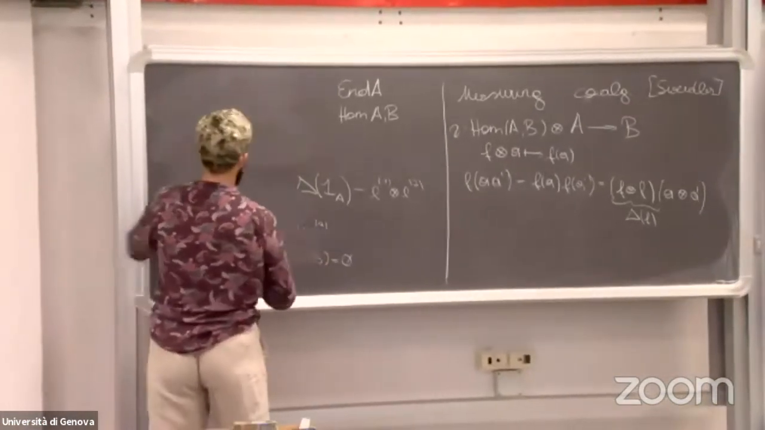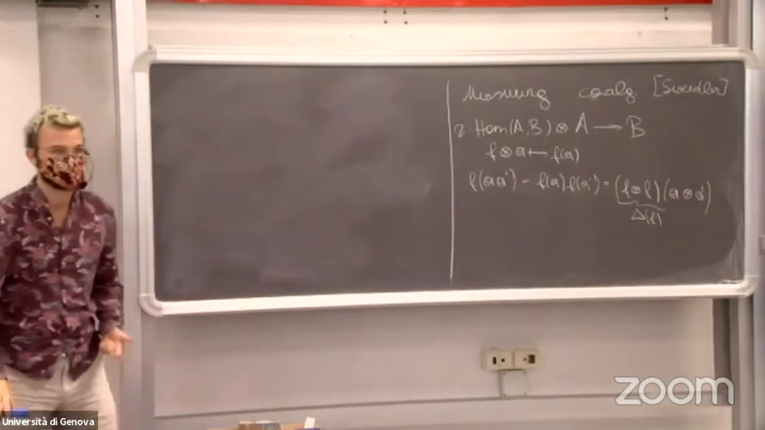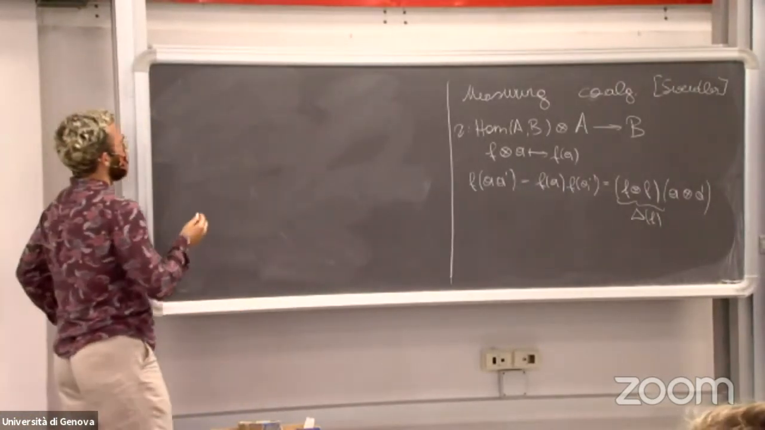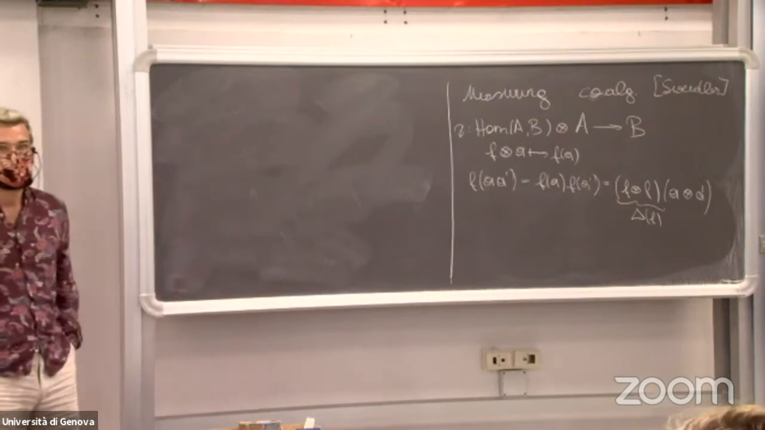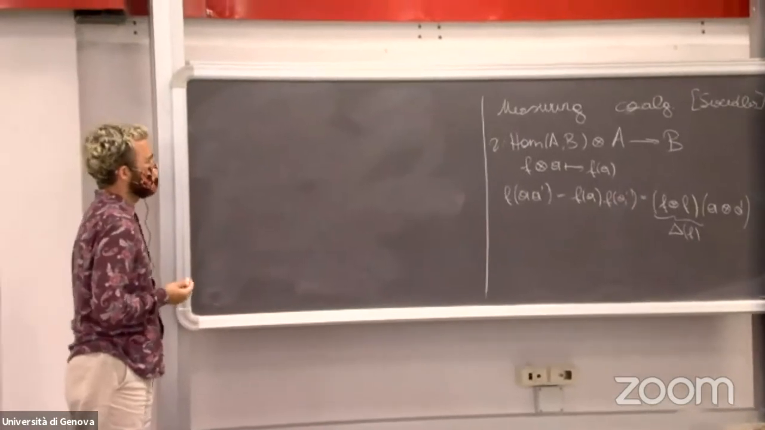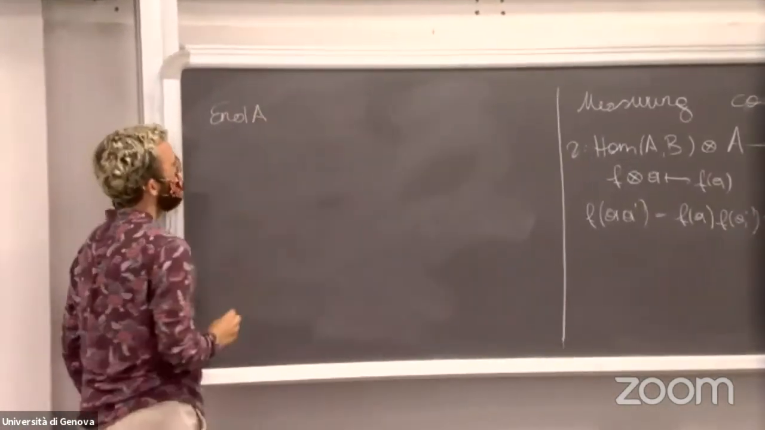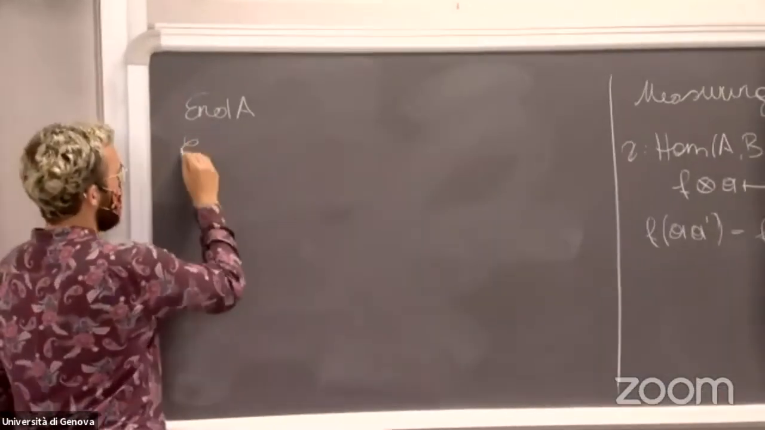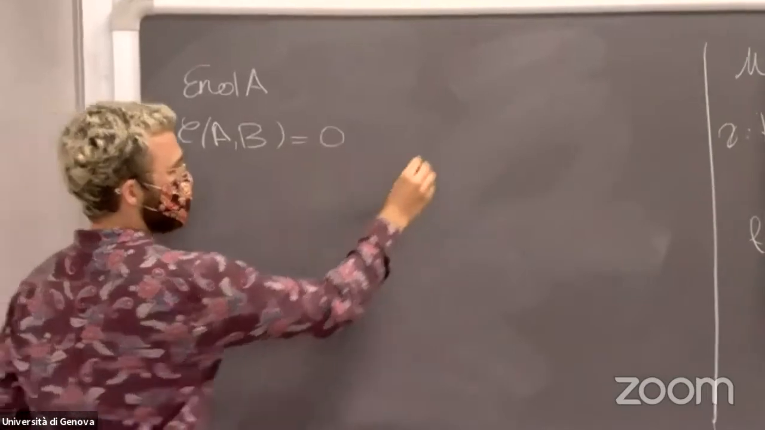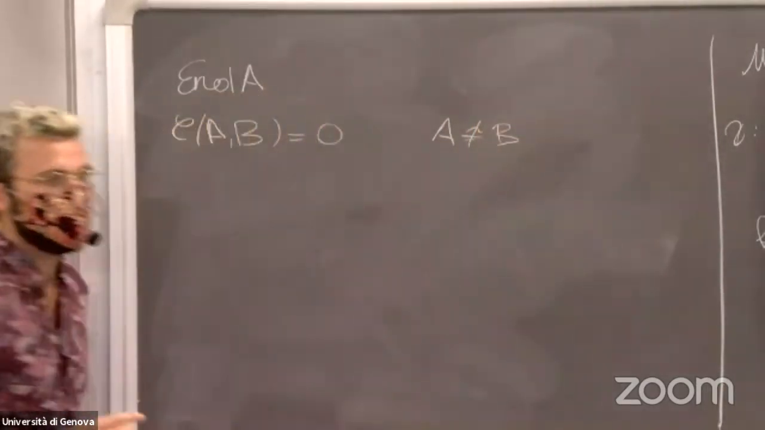So yeah, I already deleted it right now, but the first question you could ask is, does this notion give us more than we already have? Do I find new interesting functions from A to B that are not in the endomorphisms? The other question is, we still don't know if this is 0 if A is not equal to B.